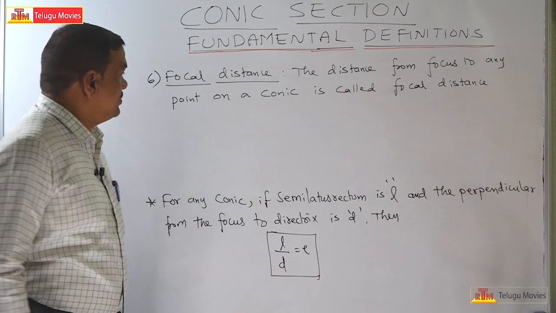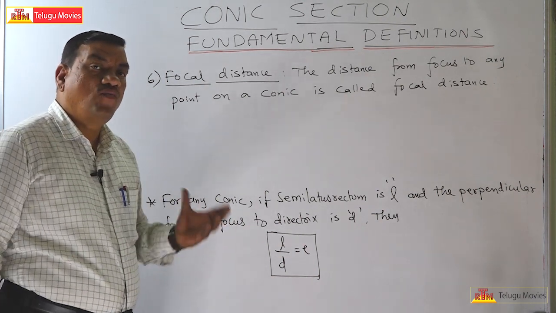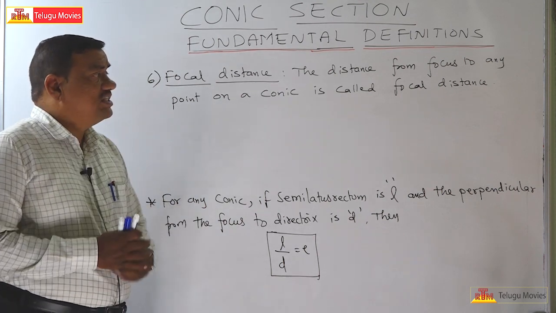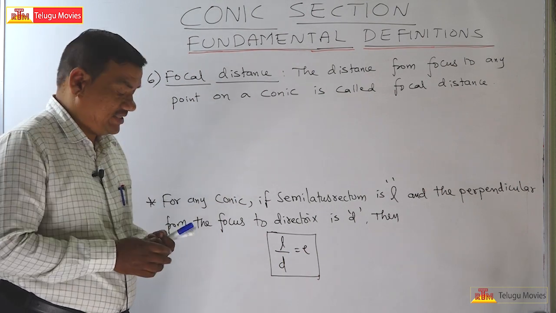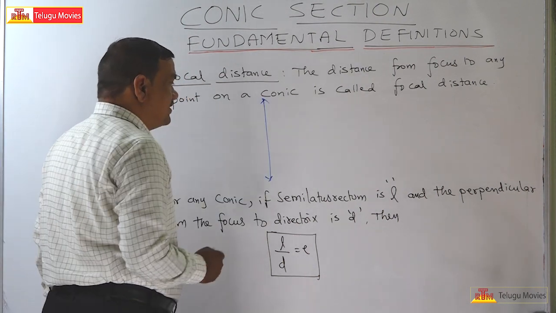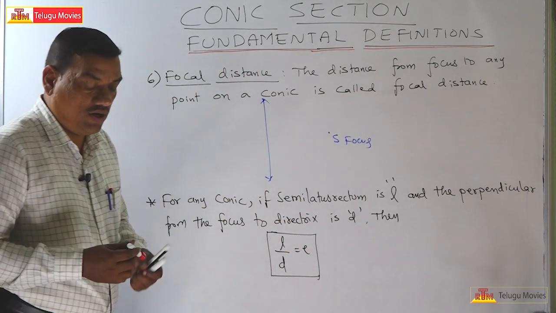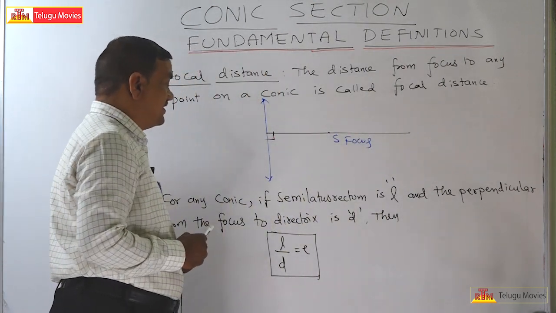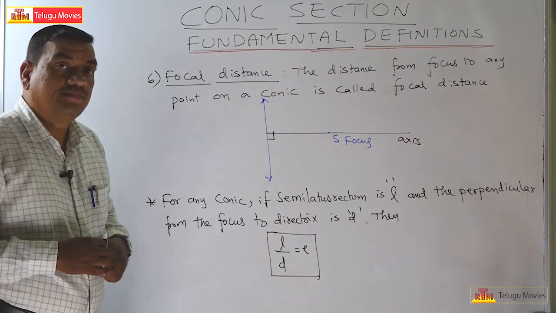Welcome back to this definition. Focal distance: the name itself is saying focus. Focal means focus. The distance from the focus to any point on a conic is called focal distance. Let us see the conic here. This is a directrix and this fixed point is called a focus. Any line passing through the focus and perpendicular to the directrix is called the axis. This is the axis of the conic.